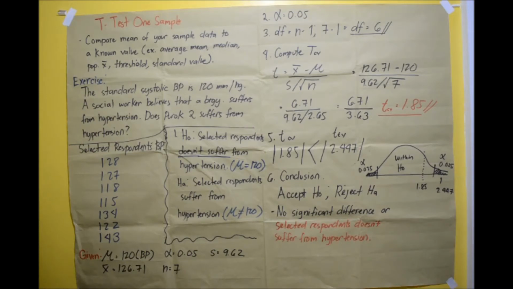before going to the other measurements, the most basic again would now be one sample t-test. So technically, from the definition, t-test is used when we attempt to compare the mean of your sample data to a known value. Examples of that known value would be the average mean, median, population mean, population median as well, threshold, standard values. So that is how we attempt to compare from a standard.